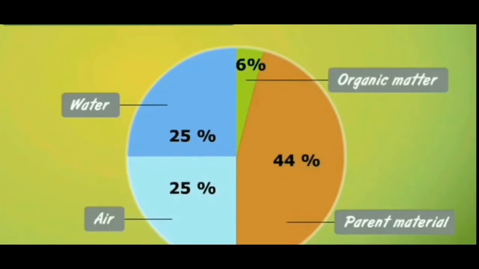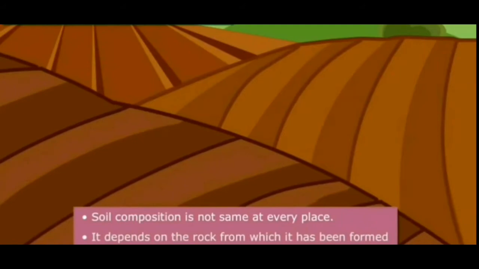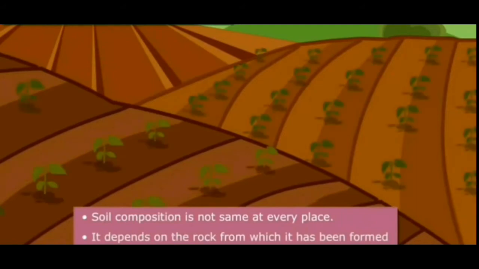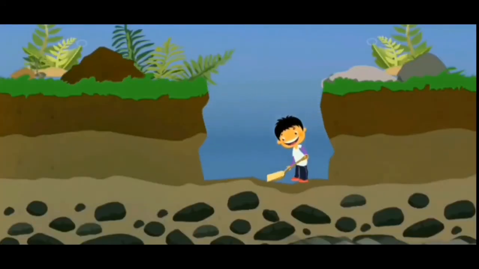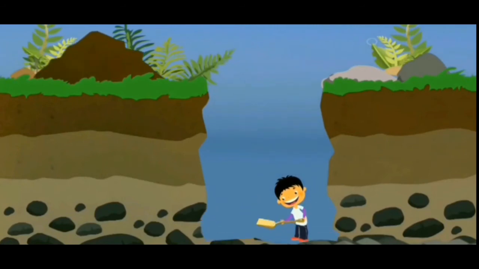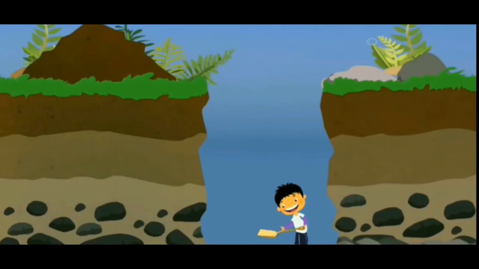Soil composition is not the same everywhere. It depends on the rock from which it is formed and also on the type of vegetation that grows on it. Now, let's talk about soil profile. Can anyone tell what is soil profile? A vertical section cutting through the soil showing the different layers of soil is called a soil profile.